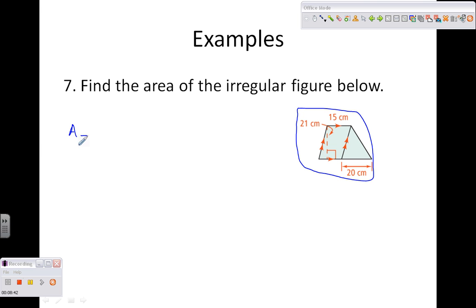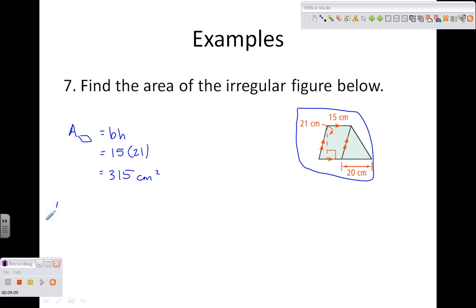So if I start with one shape, which is a parallelogram, remember the area of a parallelogram is base times height. This parallelogram has a base of 15 centimeters, a height of 21 centimeters, so we're going to do 15 times 21. So we have 315. Now we have centimeters, so my unit is centimeters squared.